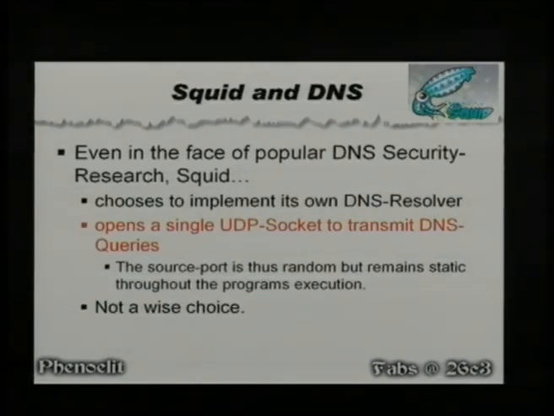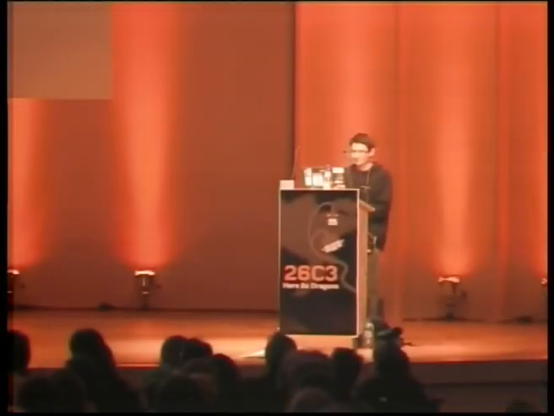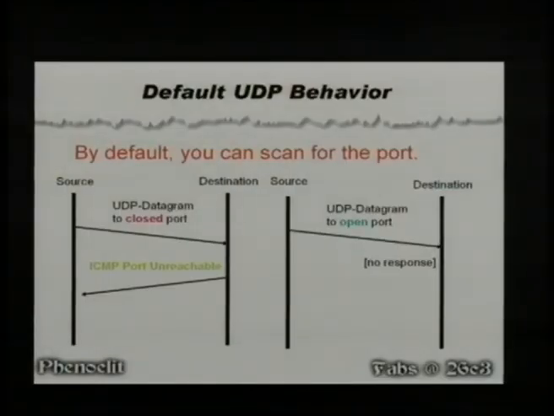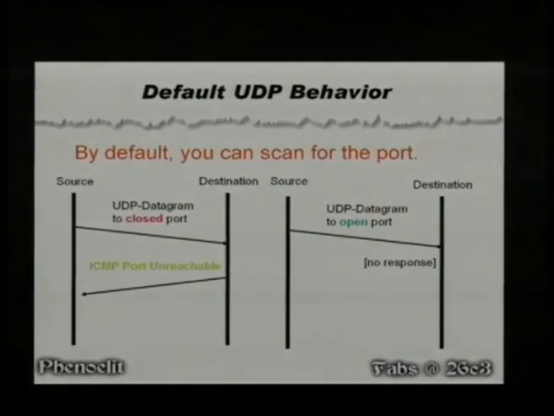So now, even in the face of popular DNS security research, Squid chooses to implement this by itself. And what it does is it opens a single UDP socket to transmit all DNS queries. Okay, so this is random. This is a random port. That's nice. But it's static. It remains the same over the entire lifetime of the cache. And that's not a wise choice, because by default, you can actually scan for this. Because if you send the UDP datagram to a closed port, you get an ICMP port unreachable by default.